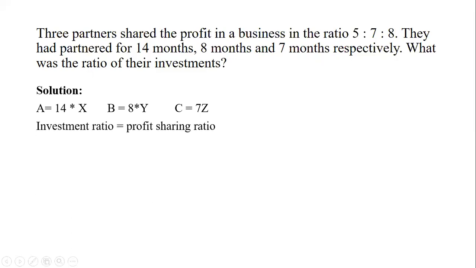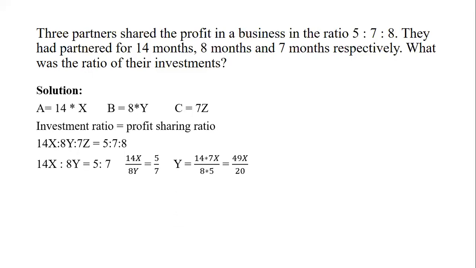The investment ratio will be equal to the profit sharing ratio. So based on that, we can take 14x is to 8y is to 7z should be equal to 5 is to 7 is to 8. So now here we cannot directly simplify. So if we want to find out the ratio of their investments, which is x is to y is to z, okay, so now we can express everything in terms of x or everything in terms of y, so that we can find out the net ratios.